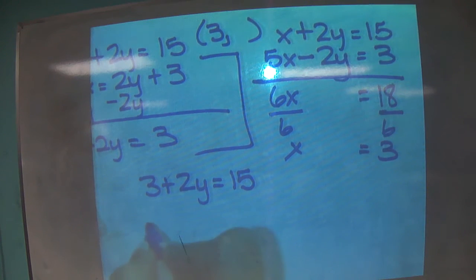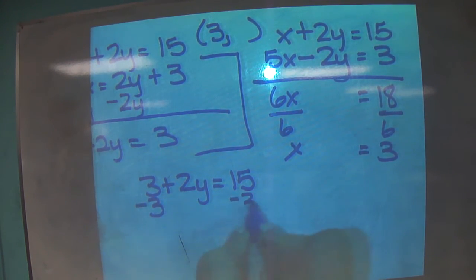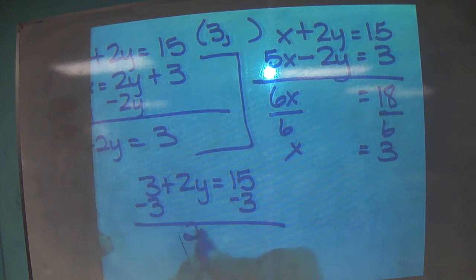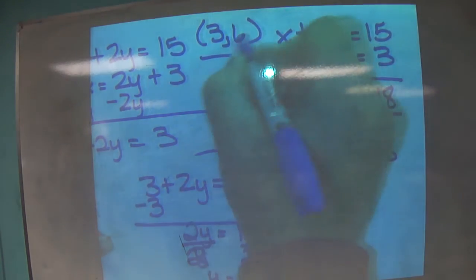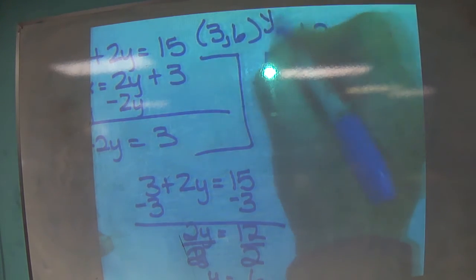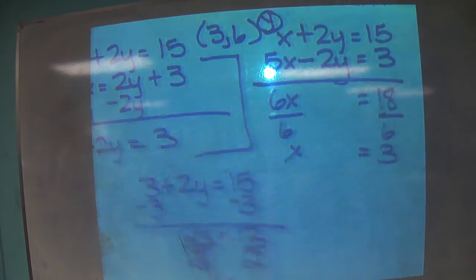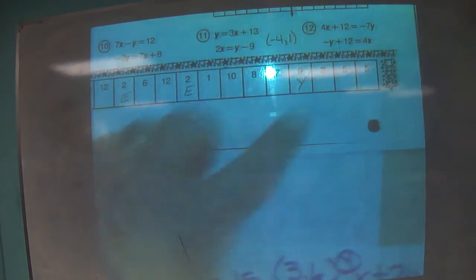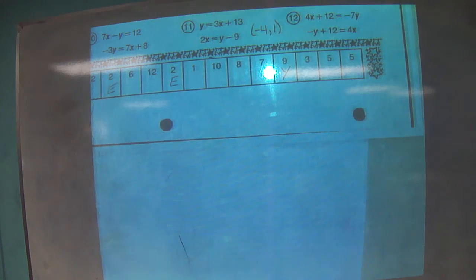So what are we going to do now? Subtract 3 from both sides or add a -3. It's the same process. 2y equals 12. So y equals, oops, y equals 6. So we have 3, 6. So go over positive 3, positive 6, and your letter is y. So in box 9, we're writing the letter y.